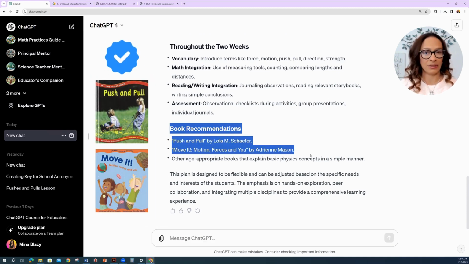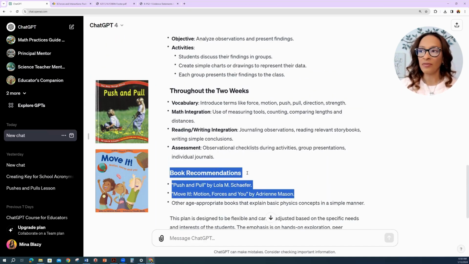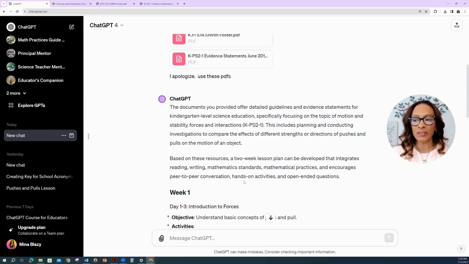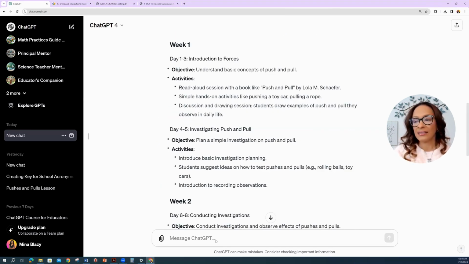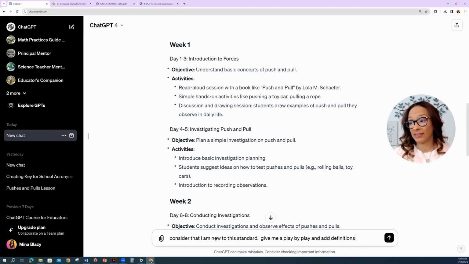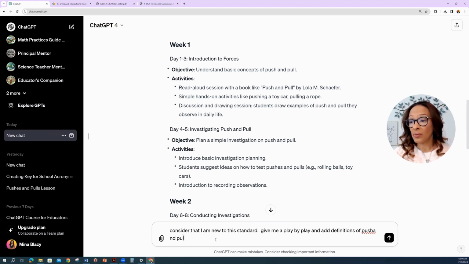It gave me book recommendations. We probably should go and verify that. So it gives you a vocabulary for 2 weeks. And now I'm going to say one more time, consider that I am new to this standard. Give me a play-by-play and add definitions of push and pull and blow out the activities. Let's see if it can get that slang.